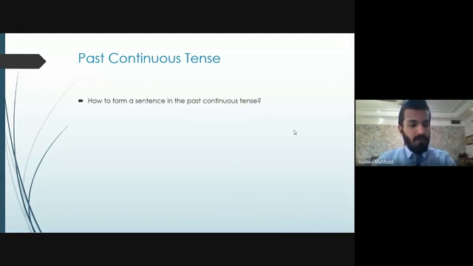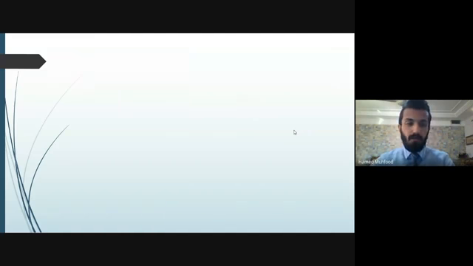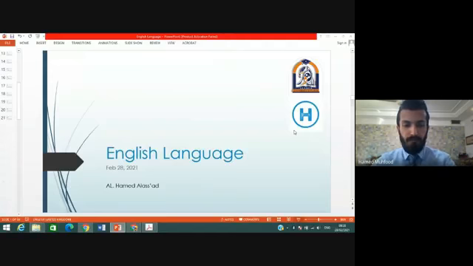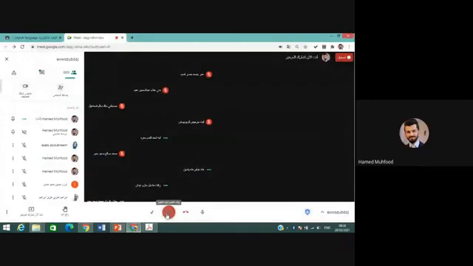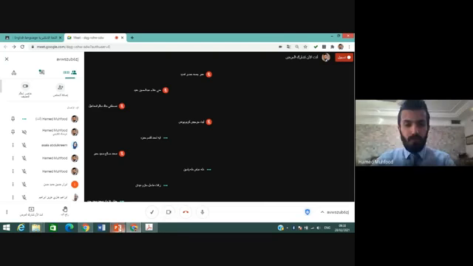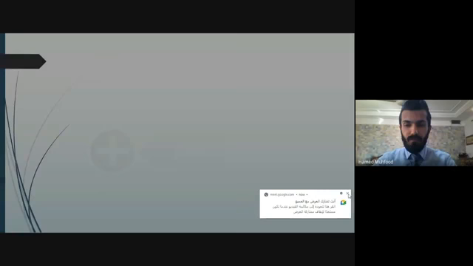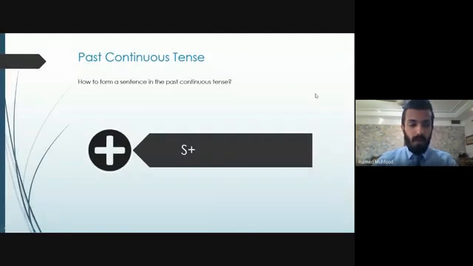Okay, so we have an answer in the messages section. Let us see how to form a sentence using the past continuous tense. Yes, that's right. So now, how to form an affirmative sentence using the past continuous tense. كيفية صياغة جملة مثبتة باستخدام الزمن الماضي المستمر. Past continuous tense الزمن الماضي المستمر.